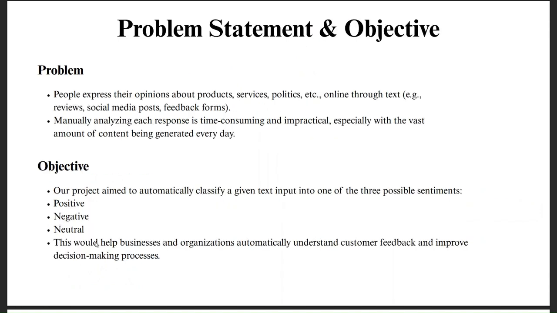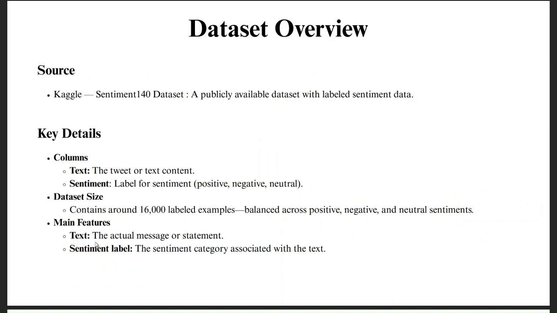And now our problem statement and objective. So what was our problem? People express their opinion about products, services, politics, etc. online through text, and manually analyzing each response is time consuming and impractical, especially with the vast amount of content being generated every day. So based on that, our objective was to classify a given text input into one of the three possible sentiments, that is positive, negative or neutral. And this would help businesses and organizations automatically understand customer feedback and improve decision making processes.